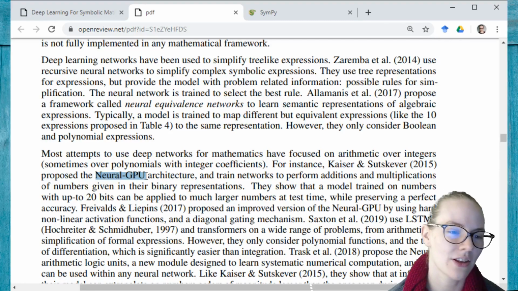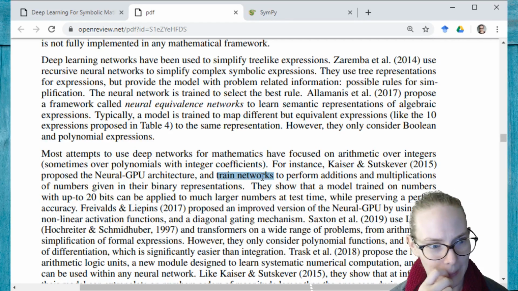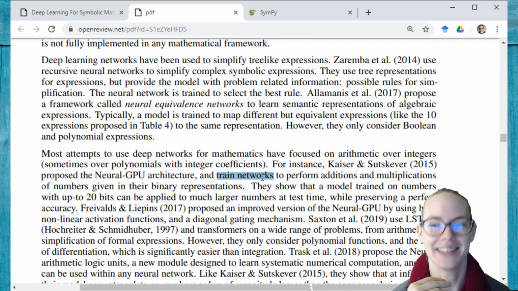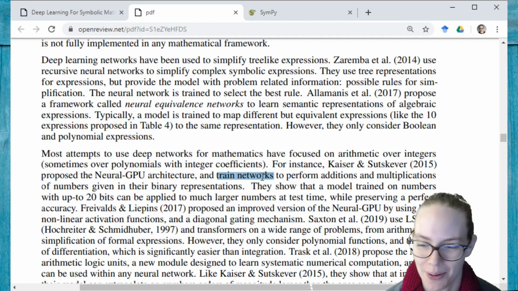Oh, okay. I think they're just saying that it's the GPU architecture. No, they definitely say training networks. It's definitely some sort of deep learning. Fascinating. If I had infinite time, I would go and read that paper, but probably I won't.